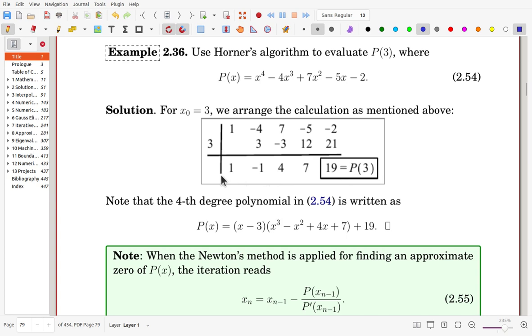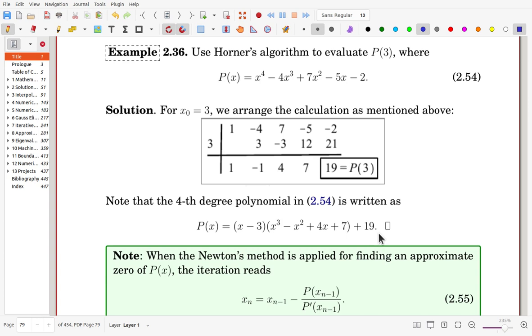And here, that represents the quotient Q(x). So the polynomial can be written in this way: (x - 3) times Q(x), where the coefficients of Q(x) are 1, -1, 4, and 7, and that is the remainder, which is P(3). Okay?